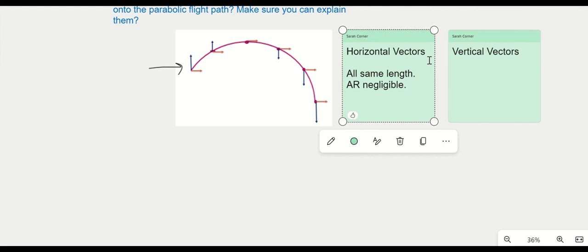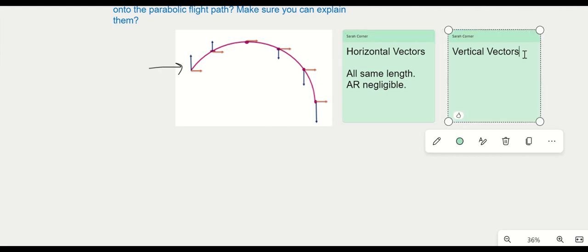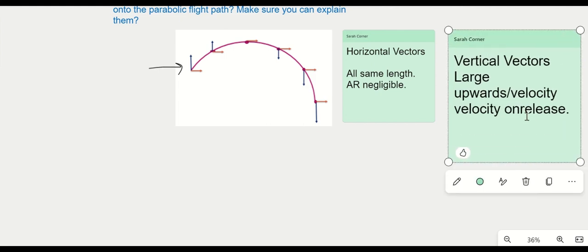Okay. If we then have a look at the upwards arrows, the vertical vectors, we notice that we've got a large upwards velocity, or a large vertical velocity, on release, because we want to give it that height to launch it into the air.